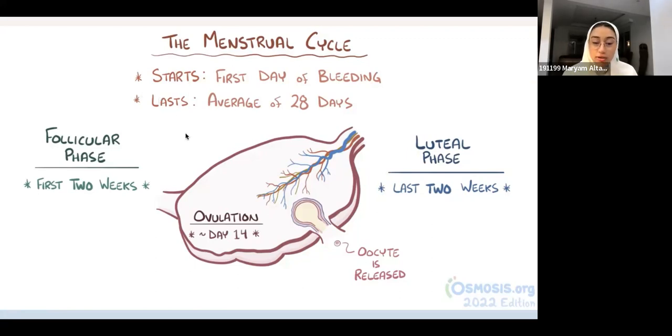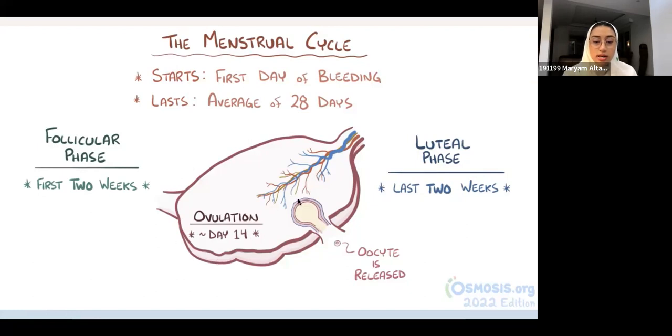But what's important for you guys to know is that this happens in two phases. Our follicular phase happens during the first 2 weeks, and our luteal phase happens in the last 2 weeks. And ovulation happens at day 14.